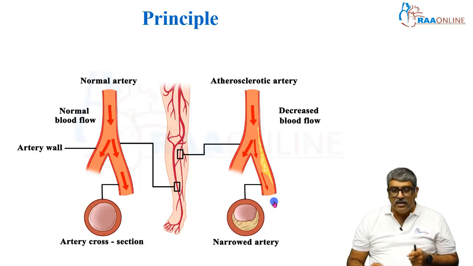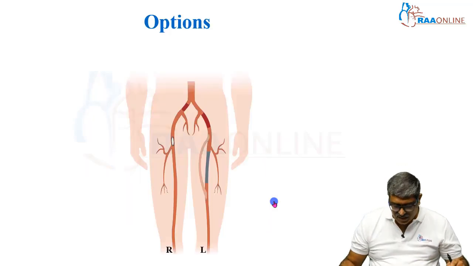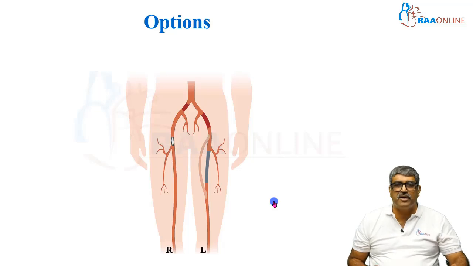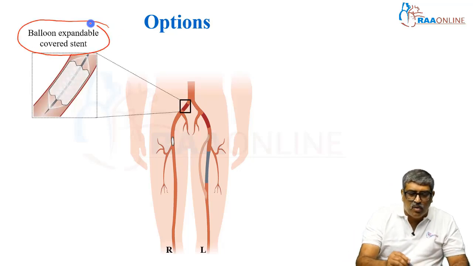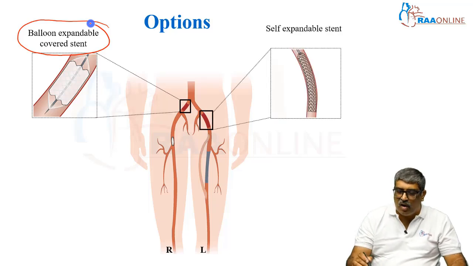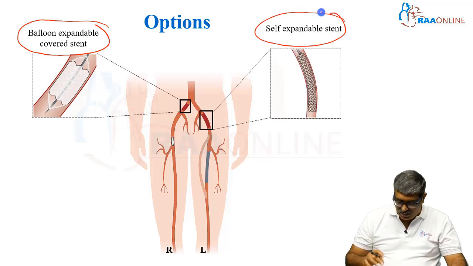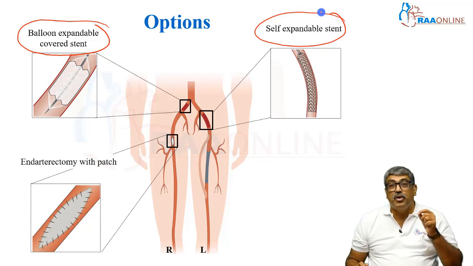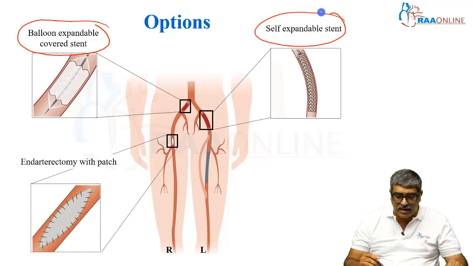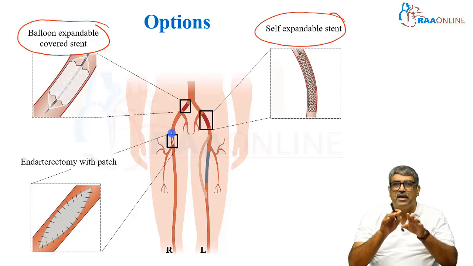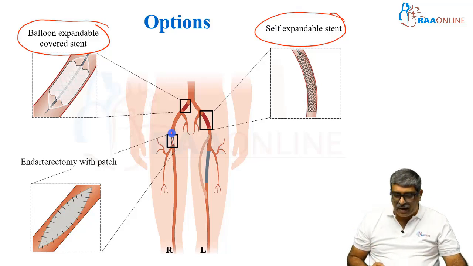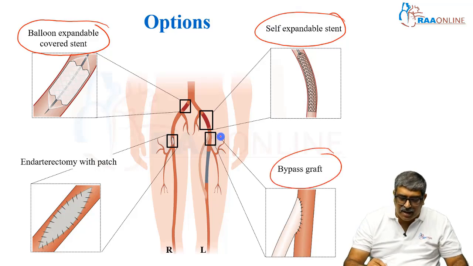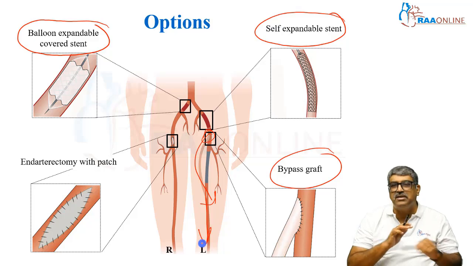How it can be done. The options available for us for lower extremity revascularization are, one, you do a balloon expandable covered stent or a self-expandable stent, or you do an endarterectomy with patch. You make an incision over the artery, remove the plaque, and cover the vessel wall with the patch, or you can do a bypass graft. From the proximal part, you connect to the distal part, so the blood flow is established.